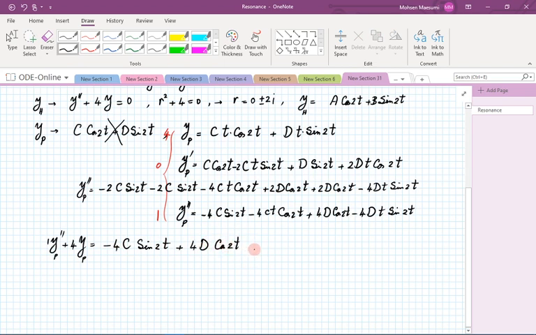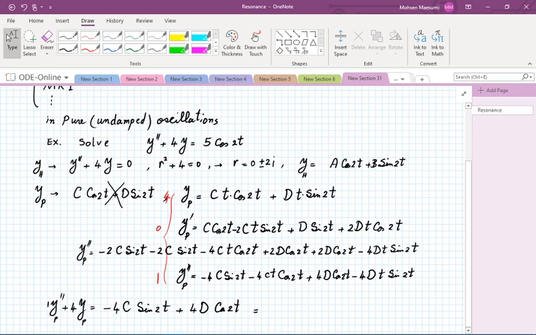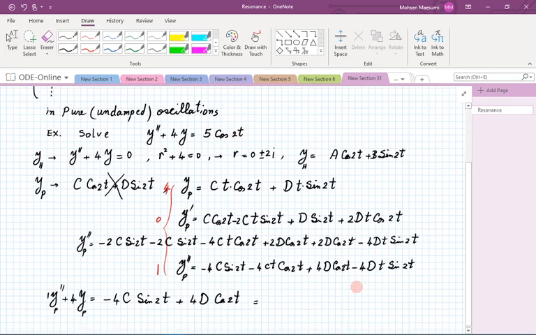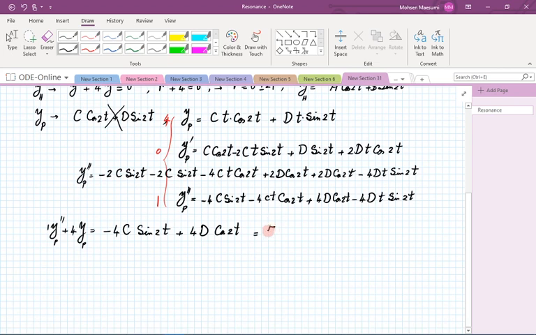Okay, what do we want from this? We want this to reproduce the right hand side of our original equation, which was 5 cosine of 2t. Well, how is that possible? Obviously there's no sine here, so I need my c to be 0, and 4d has to match 5, so d obviously has to be 5 over 4.